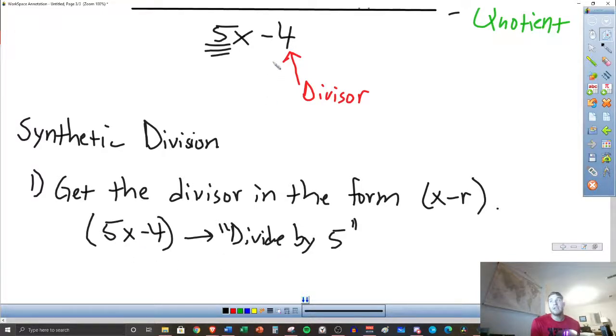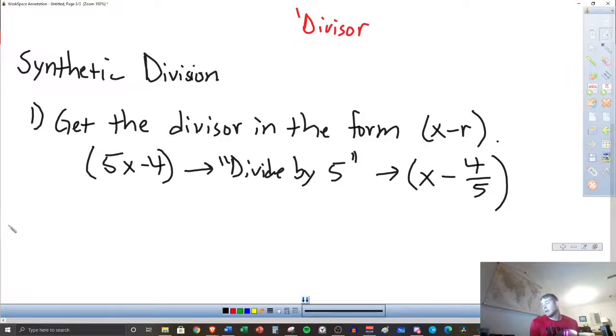Now, if this didn't have the 5, we would be good. But since it has it, we have to deal with it. What that's going to do is change it into x minus 4 over 5. So look at that. I divided 5 by 5, and I divided the negative 4 by 5. Okay? So we have manipulated that divisor.